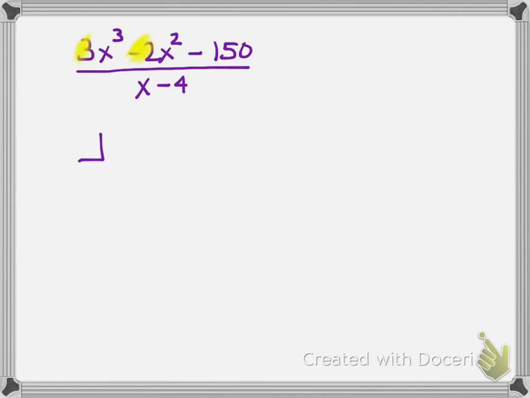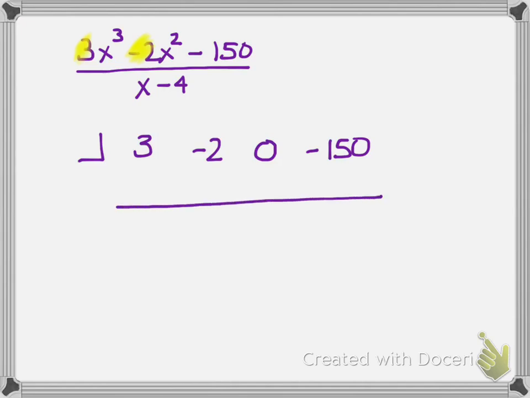I do want you to notice that right in between the x squared, there is no x value, so we have to put that 0 in there. So let's write down my leading coefficients. There would be 3 from the x cubed, a negative 2 from the x squared, a 0 from the x term, and a negative 150 from, in essence, the x to the 0 power term. You have to have that 0 in there. We're going to add our little line, and we are going to start by bringing down that 3.